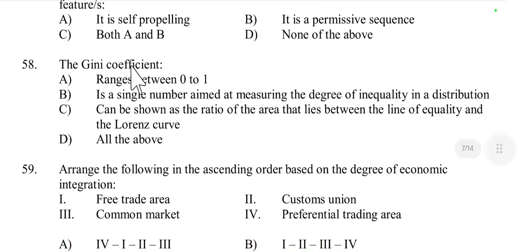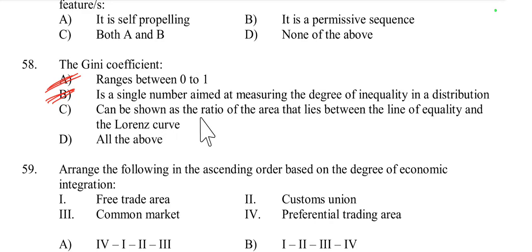Then question number 58, the Gini coefficient. Gini coefficient ranges from 0 to 1. Yes, this is correct. We measure inequality by Gini coefficient. Then it is a single number aimed at measuring the degree of inequality in a distribution. Yes, we measure the degree of inequality. How much degree of inequality? 0 means perfect equality and 1 means perfect inequality.